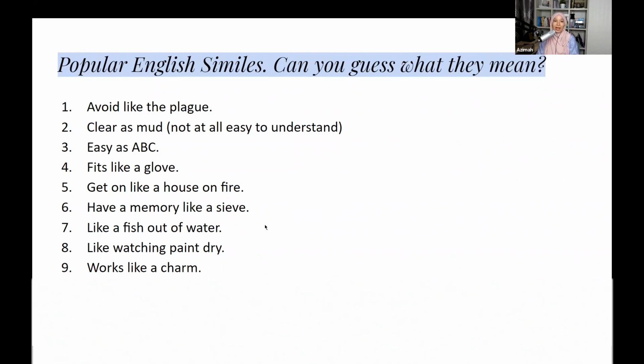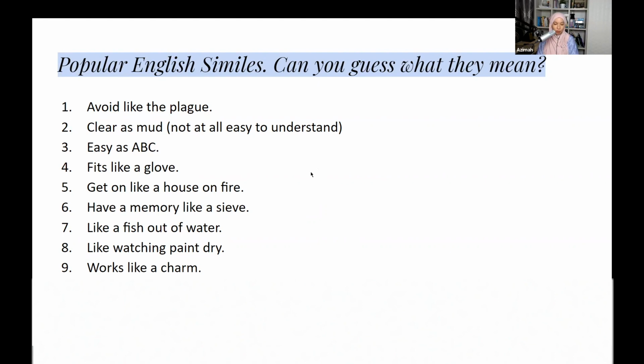Okay, number 8, like watching paint dry. Is that positive or negative? Listening to that professor is like watching paint dry. Okay, it means it's boring. Okay. Number 9, works like a charm. This thing works like a charm. Of course, that sounds positive already. All right, so it's working. Okay, so these are popular ones that you can try.